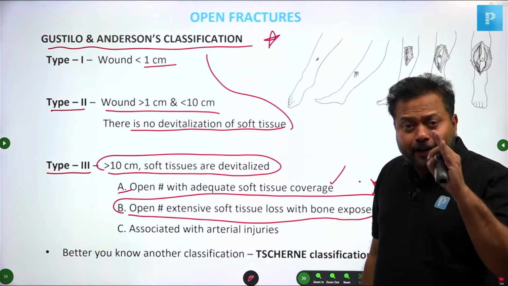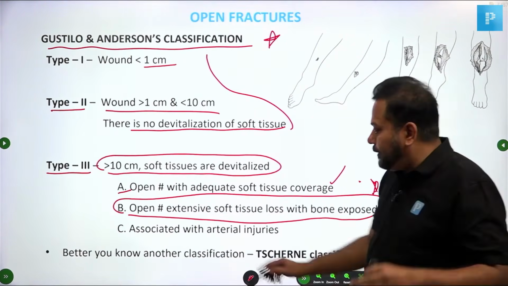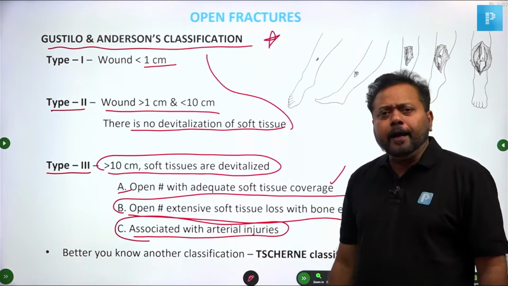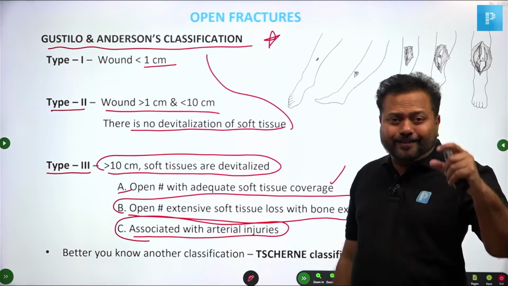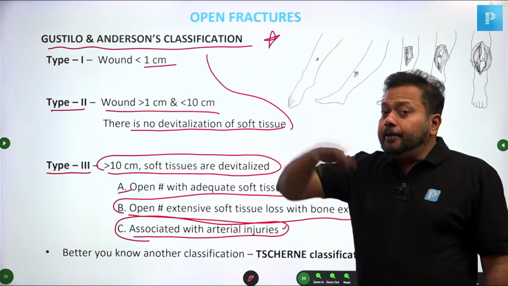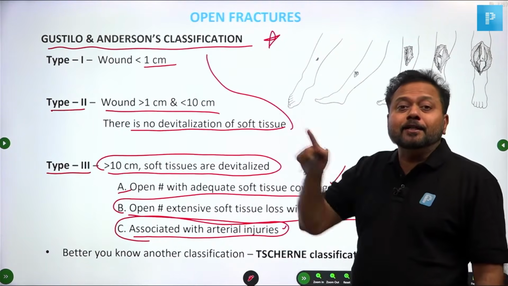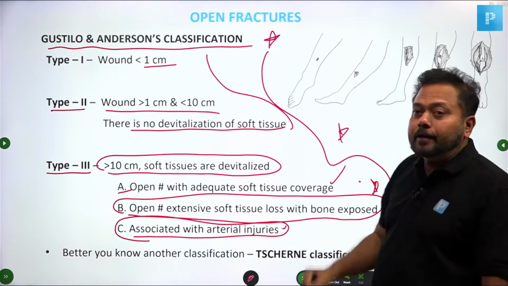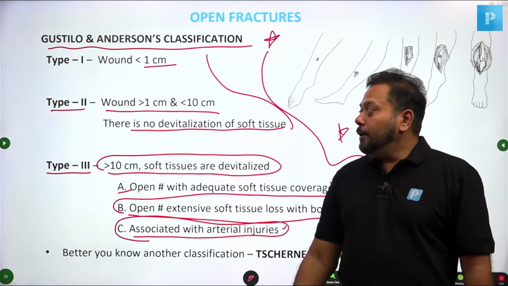Type 3C is a very dangerous condition. It's an orthopedic emergency that is associated with vascular or arterial injury. That is type 3C. So whenever in the clinical scenario question they use the word arterial injury, directly it will go to type 3C. Once the artery is injured, the skin wound size doesn't matter. That's the question. This is a very important thing. Gustilo-Anderson's, please register this in your mind. Okay, so shall we move on to the next question?